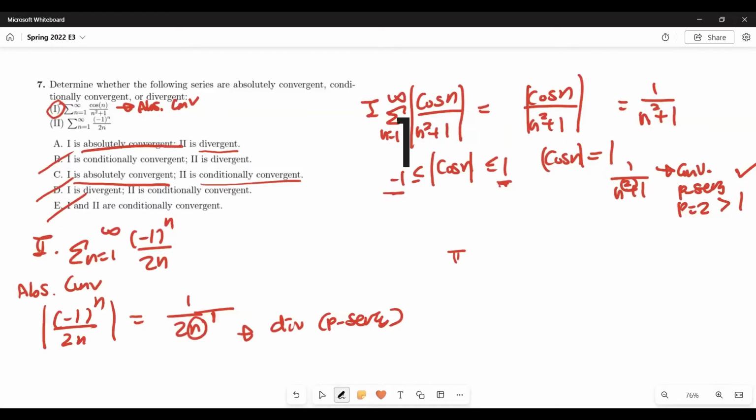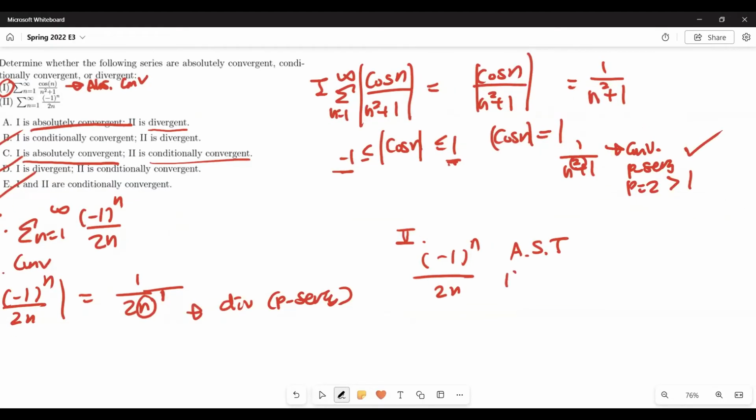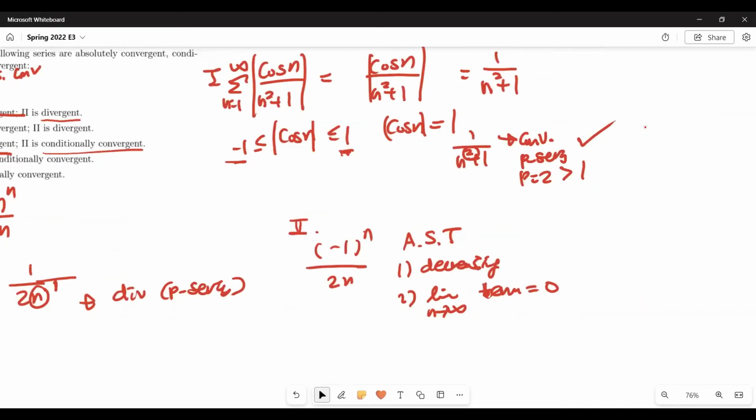So now let's do the term without the absolute value: negative 1 to the n over 2n. Since the sign is alternating, this is going to be the alternating series test, AST. If you remember your alternating series test, the terms have to be decreasing, and the limit as n goes to infinity of the term has to equal 0. So let's check. For 1 over 2n, as n goes to infinity, this term is getting smaller, so it's going to be decreasing for sure.